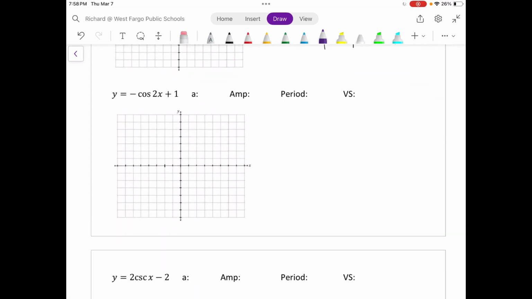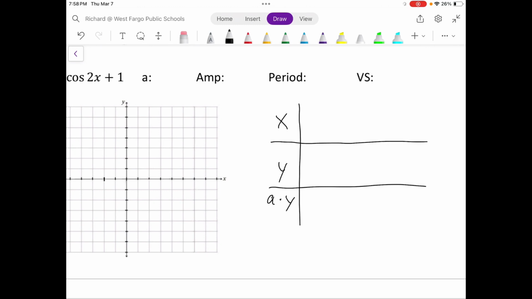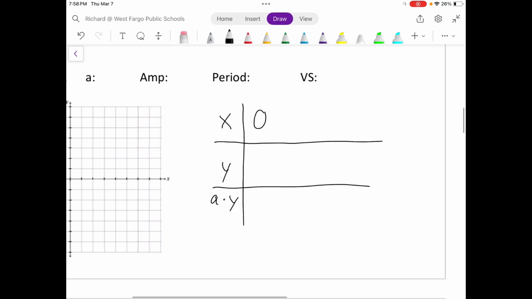Now we have a negative cosine 2x plus 1. So let's make our chart. X, y, and our a times y. Starting at 0.